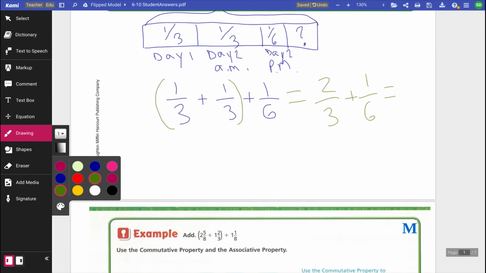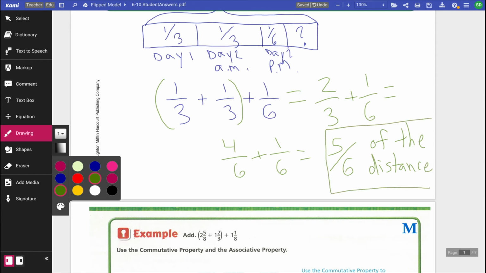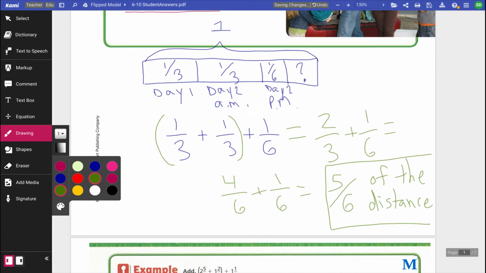And now we all know how to do this, right? 2/3 equals 4/6 plus the 1/6. So they have completed 5/6 of the distance that they were going to travel. There's our final answer, because that's what we had to find.